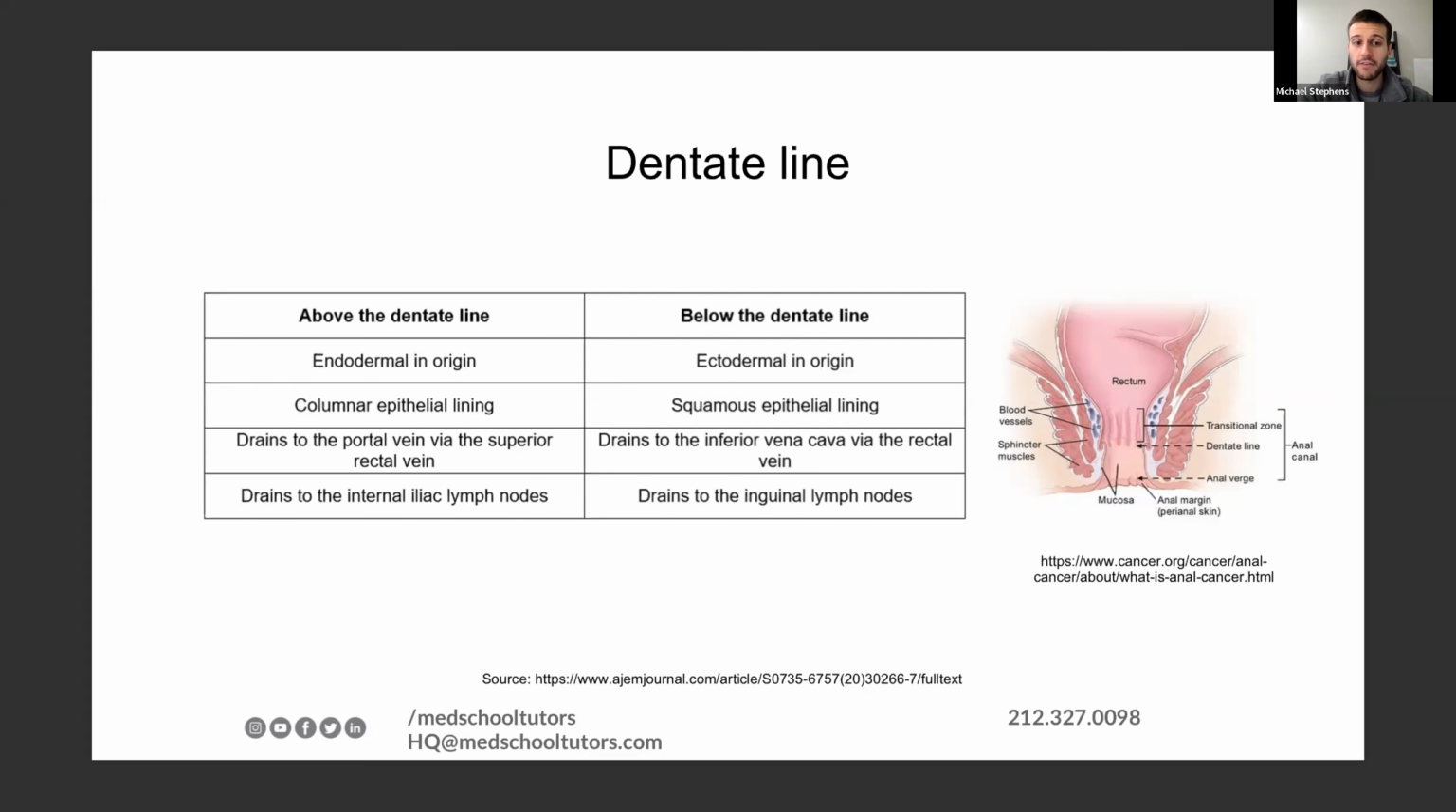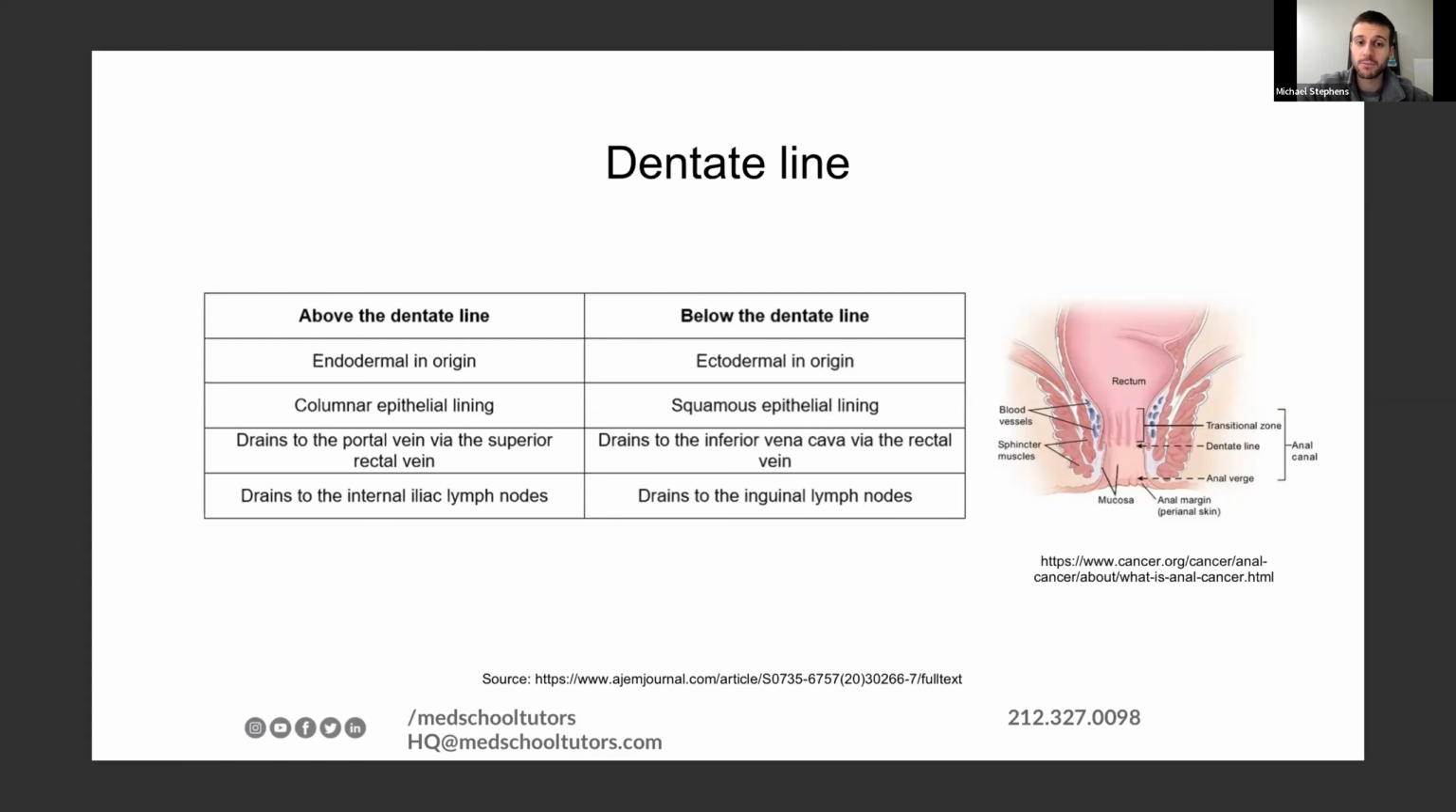And similarly, if you're above the dentate line, you're more bowel, so it's going to be more endodermal in origin. If you're below the dentate line, you're more skin, so ectodermal in origin. And then this is where it gets high yield, is knowing the drainage of these things and where they go. So above the dentate line, you're going to the internal iliac lymph nodes, and you're draining into the portal vein via the superior rectal vein.